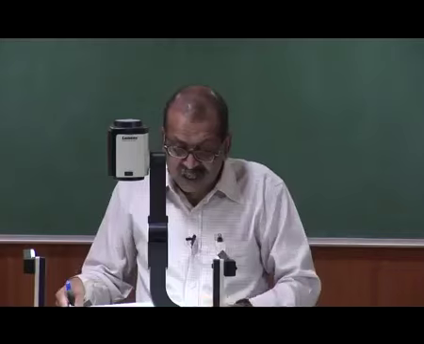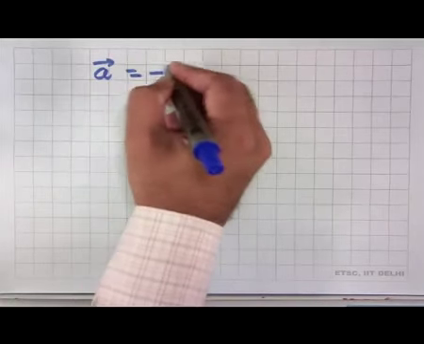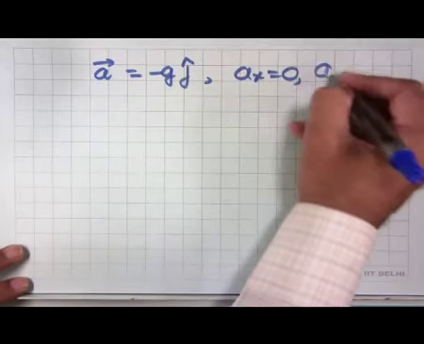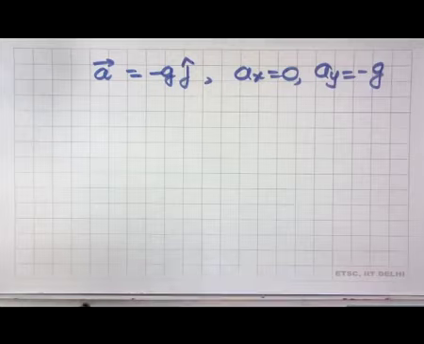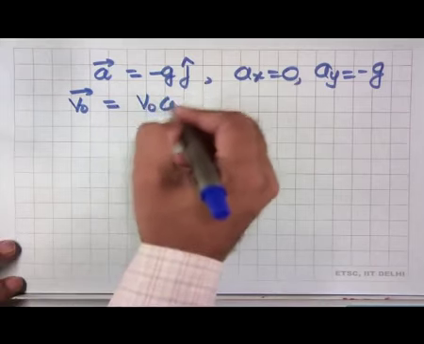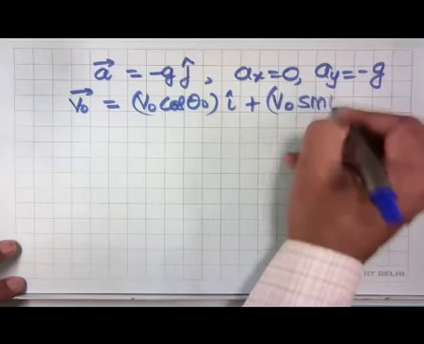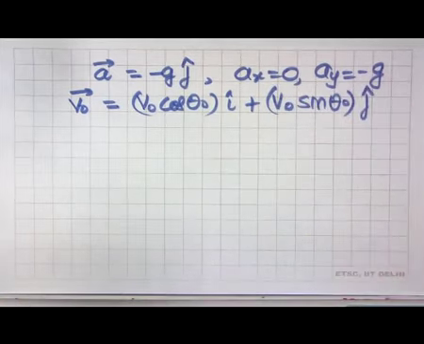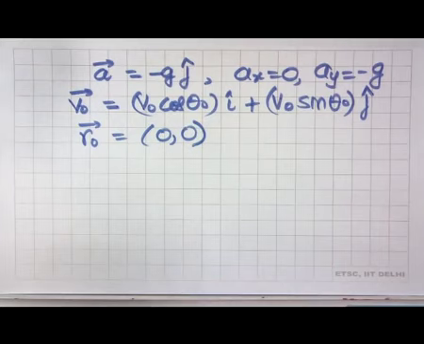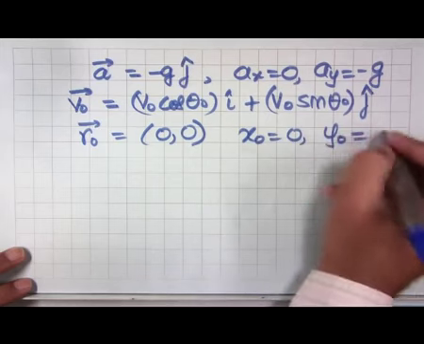So, let us now analyze the motion of a projectile. As we have seen, its acceleration is equal to minus g j, that means a x is equal to 0, a y is equal to minus g. Its initial velocity v 0 is equal to v 0 cos theta 0 i plus v 0 sin theta 0 j, and the initial point is the origin, which is 0, 0, which means x 0 is 0 and y 0 is also equal to 0.